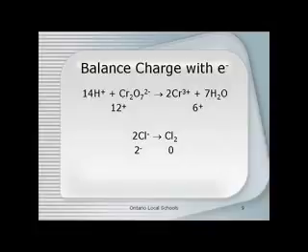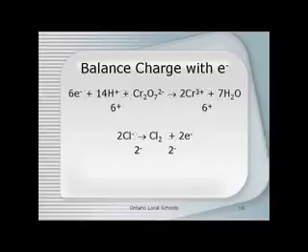So for the dichromate ion half reaction, we have 12 plus on the reactant side and 6 plus on the product side. For the 2 Cl minus going to Cl2, we take the coefficient 2 times the 1 negative charge, which gives us a total of 2 negative charges on the reactant side. And then our Cl2, any uncombined element, always has an oxidation state of 0. So we have 0 or neutral charge on the right-hand side.